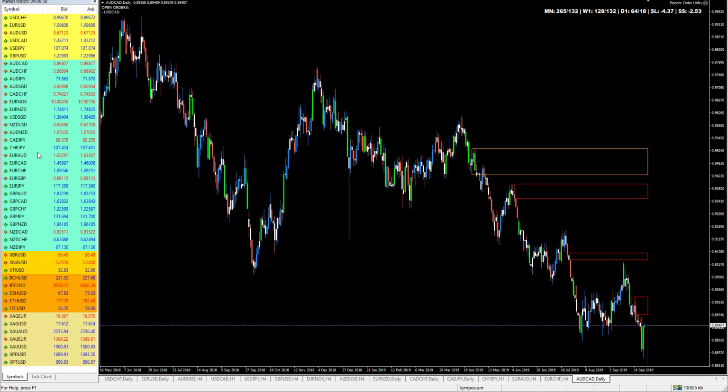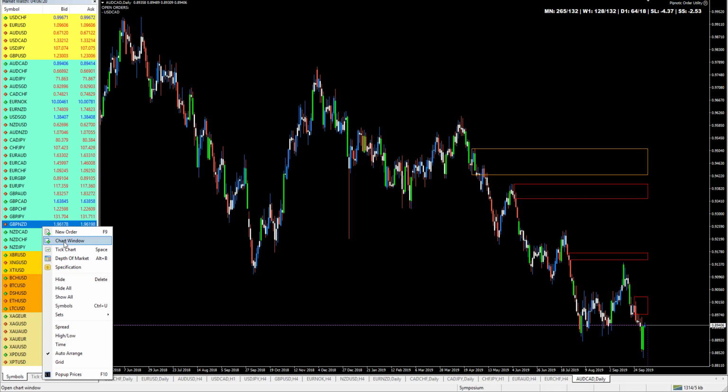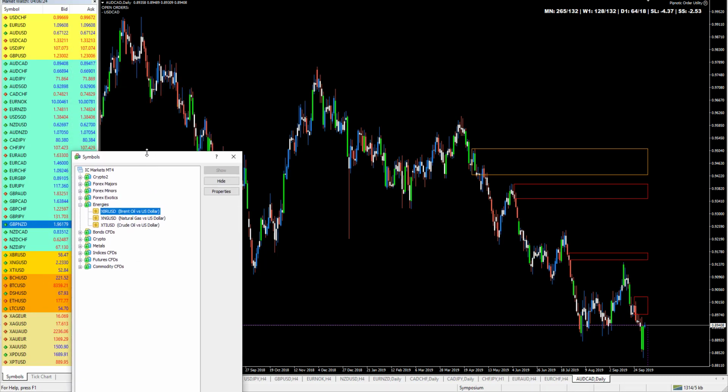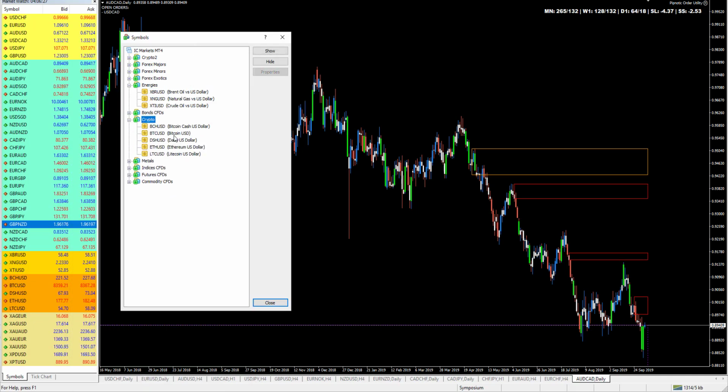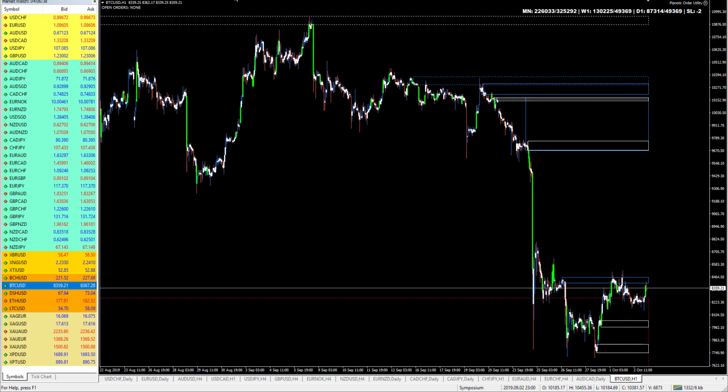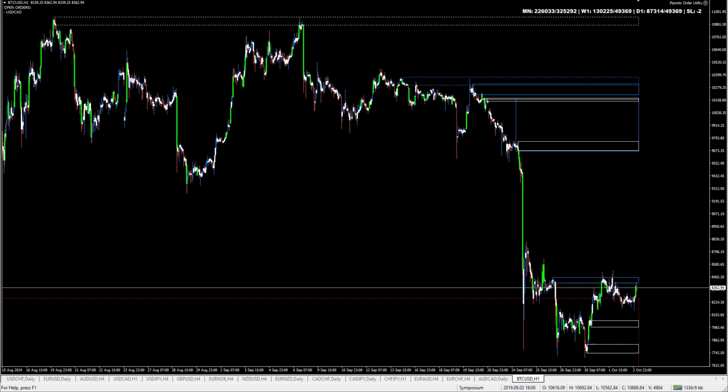So let's have a look at some other stuff. Let's have a look at Bitcoin. First of all, symbols, crypto, Bitcoin. There it is. It's at the bottom there. What's going on here? Well, everyone's rate. Let's do the same analysis on this one as we did on all the other ones.